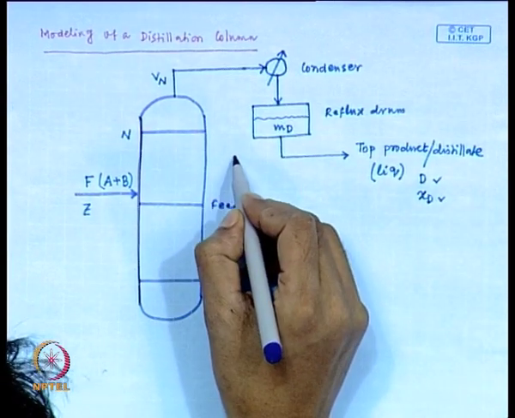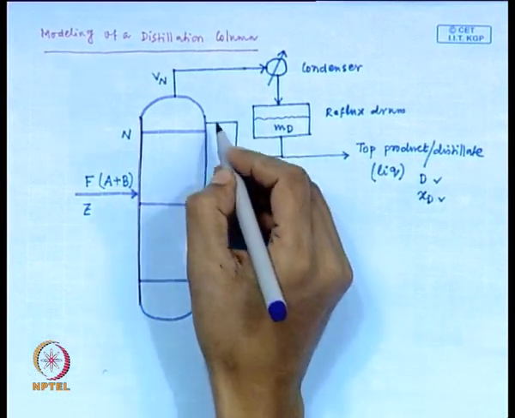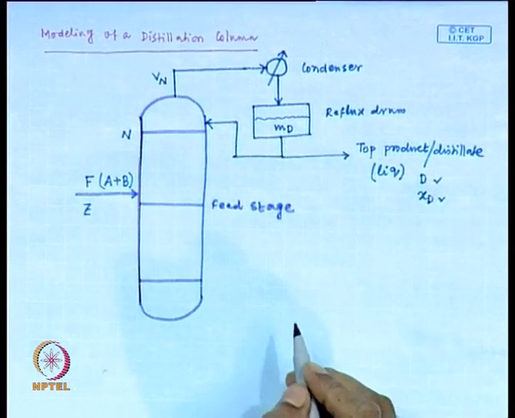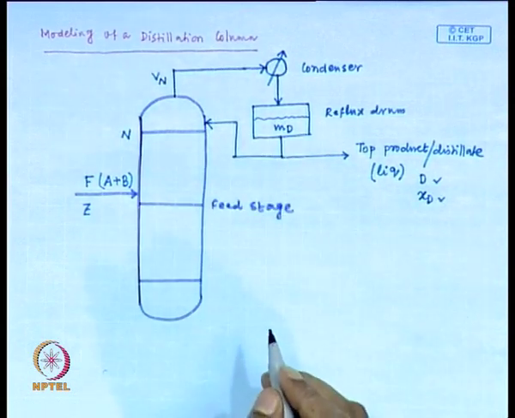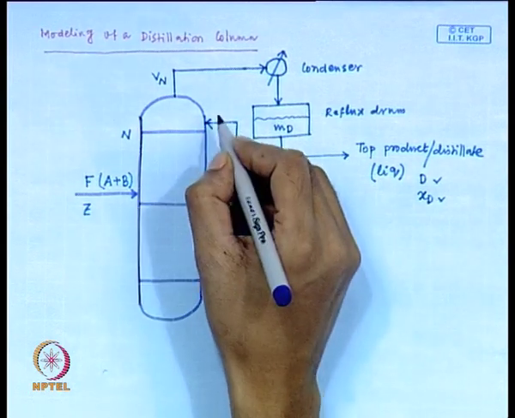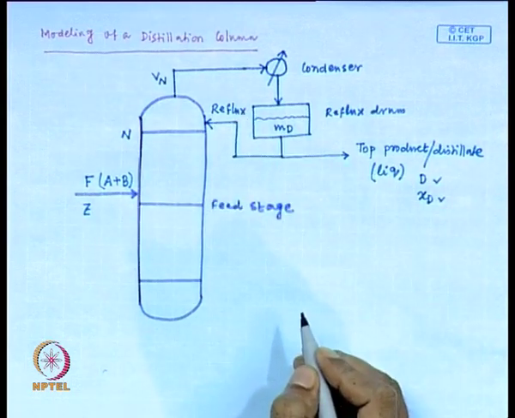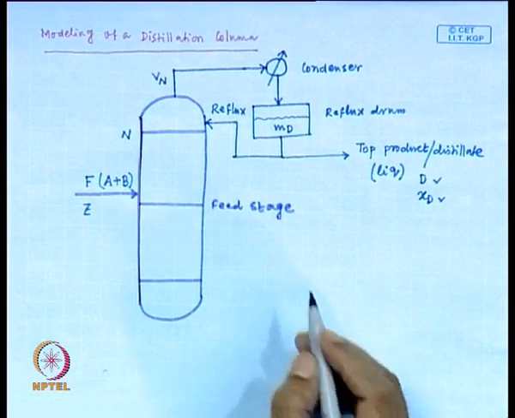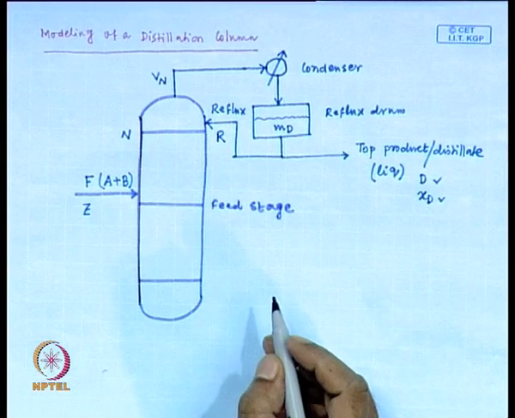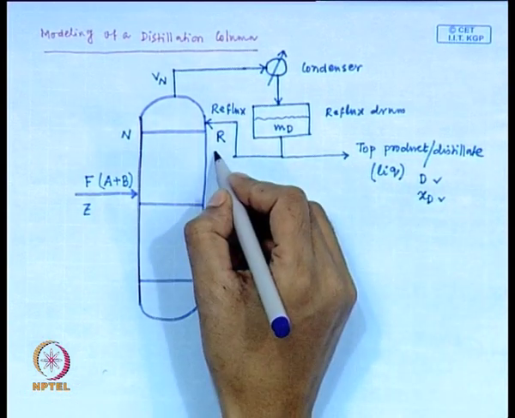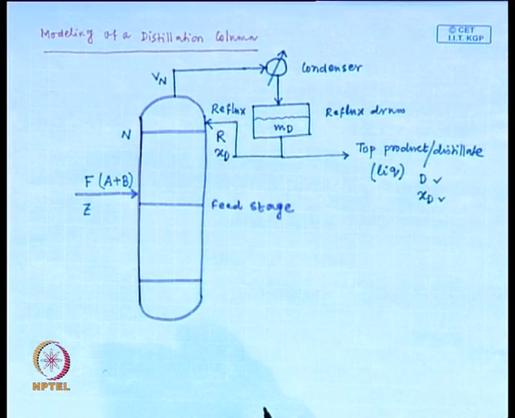A fraction of this accumulated liquid is recycled back to the top tray. This stream is called reflux stream. This reflux stream has the flow rate of R and composition is the same as the distillate stream. I mean the composition is XD. Fine.